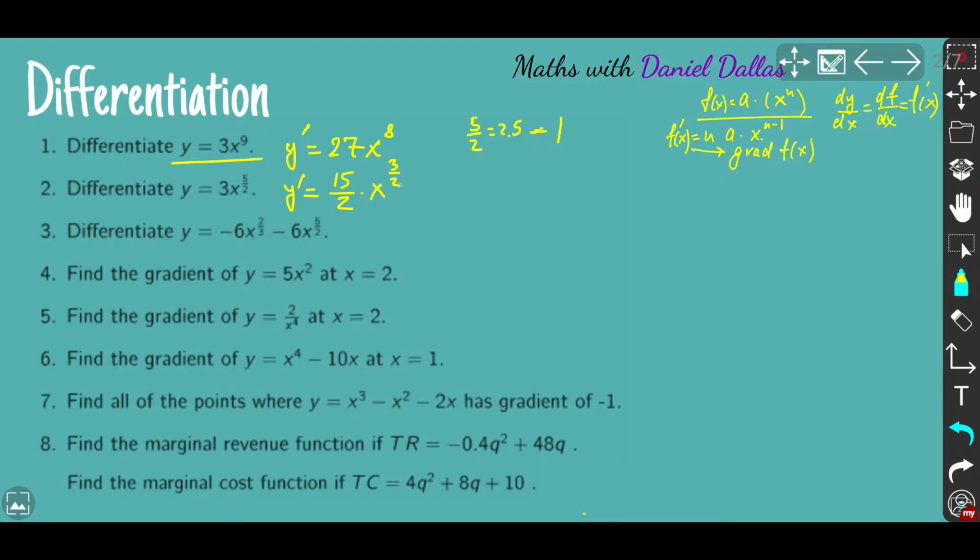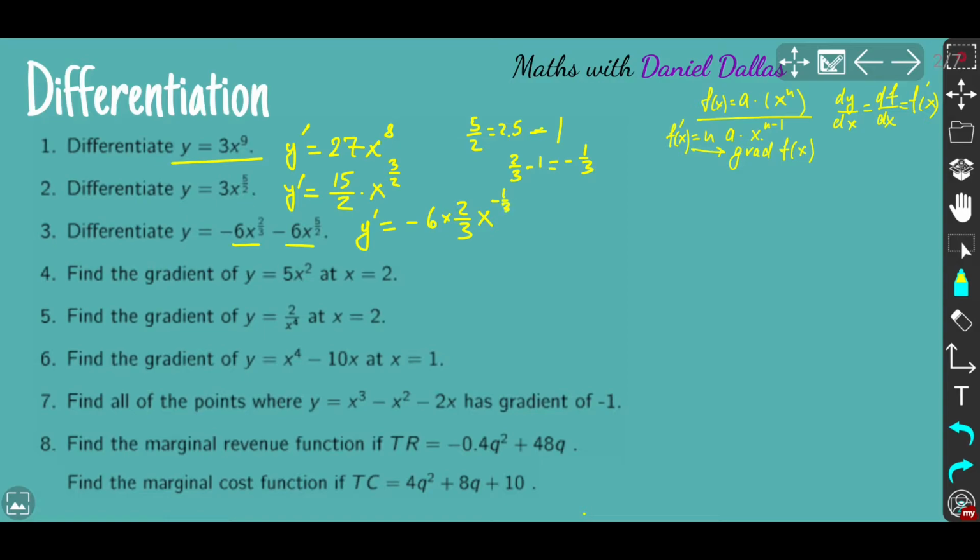If you have several terms in a row, you need to apply it to each term separately. So y prime in this case is going to be minus 6 times 2 over 3, and you diminish the power by 1. So 2 over 3 minus 1, and that's again a very necessary skill, your ability to work with fractions. 2 over 3 minus 1 becomes negative 1 over 3, so you just write the power negative 1 over 3.